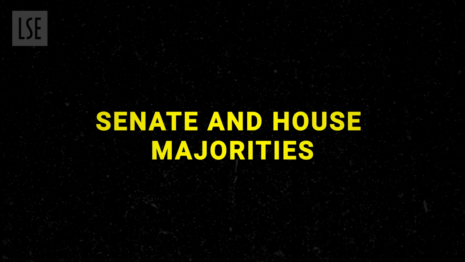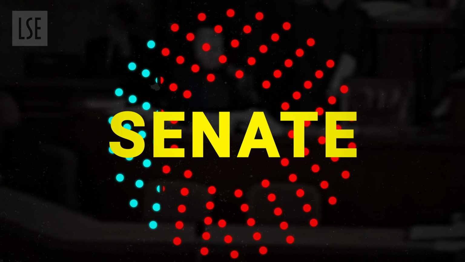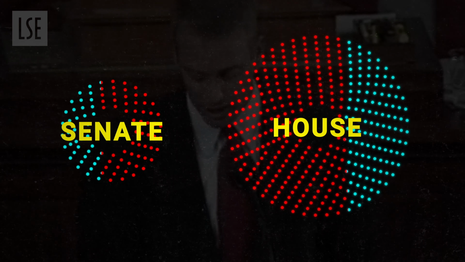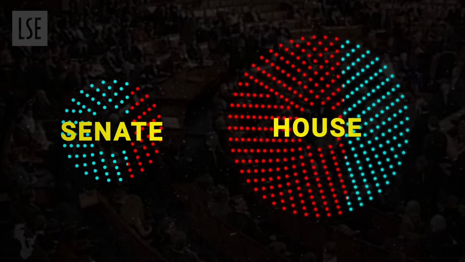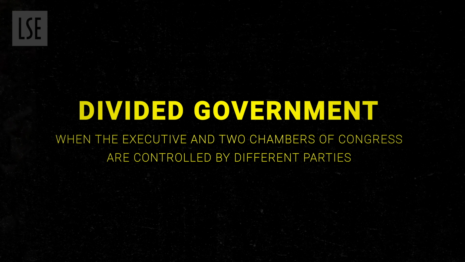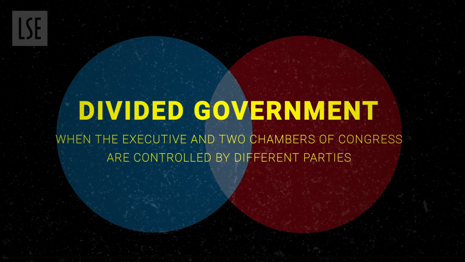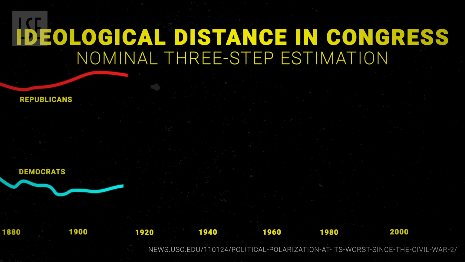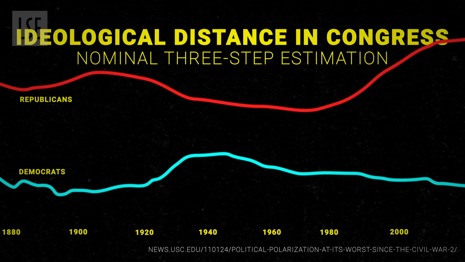Who controls the Senate and who controls the House of Representatives has huge implications for the kind of legislation that the government passes and essentially what policies are made. Especially if there is divided government between the president and Congress, that can really stymie legislation and create policy paralysis. By some measures, polarization right now is as high as it's been since the Civil War.